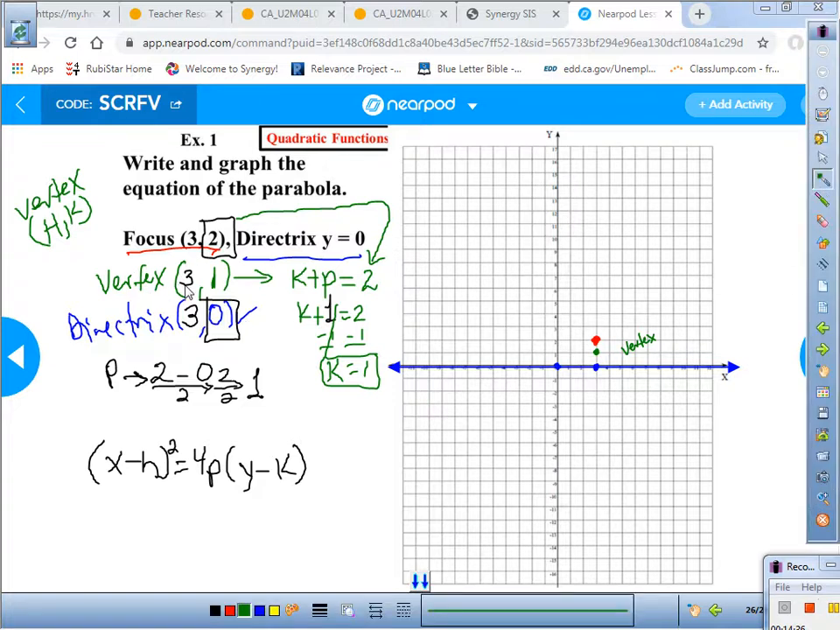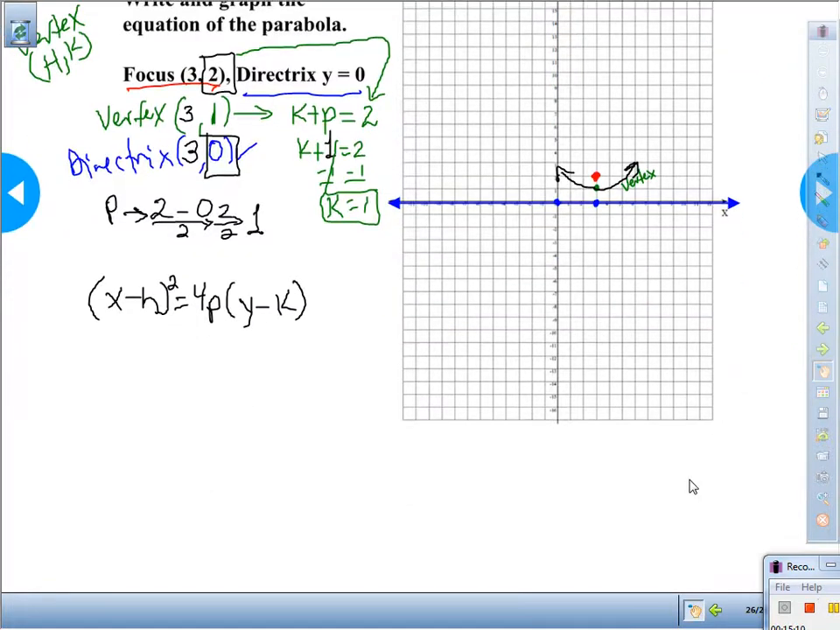Now that we have those, let's double check to make sure it worked. The vertex is at (3, 1). Yep, it's right there. Focus is (3, 2) and directrix is y equals 0. Yep, they're all right there. For right now, let's just graph a parabola so that we can see it. Do that, please. You're like, Mr. Hugh, we don't have to do the points for right now. We don't. I just want to make sure that you see it, number one, and number two, that we know how to write our equation from that.